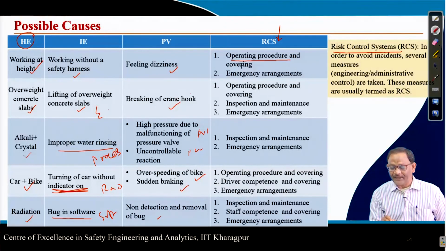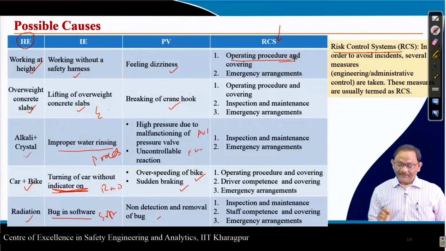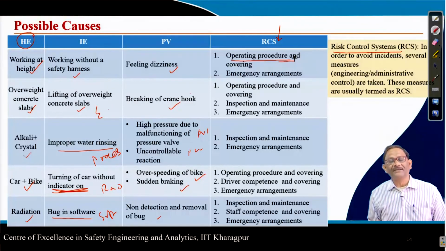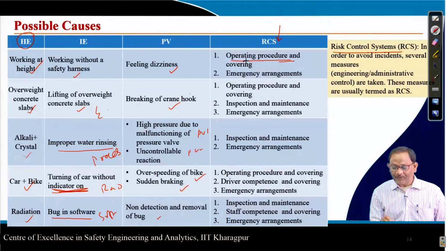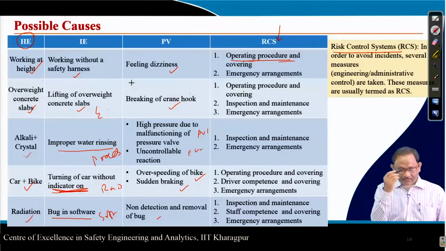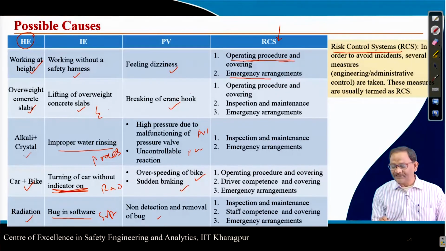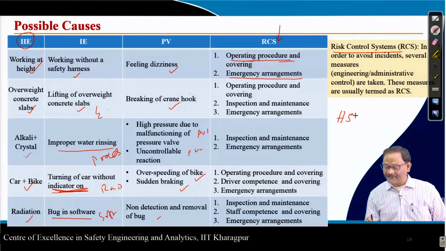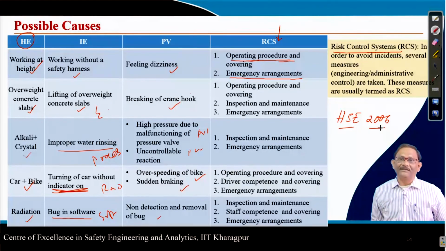So operating procedure is one risk control system. There could be two ways: either the operating procedure was not available to the worker, or he might not have been trained, or he might be a risk-taking person. So this is from the prevention point of view, and second, if the fall takes place, from injury mitigation point of view, emergency arrangement will be there. So there are 9 risk control systems given by HSE, Health and Safety Executive, in 2006. They are basically plant design, plant change, operating procedure, instrumentation, alarm, inspection and maintenance, communication. In this manner, many things are there.